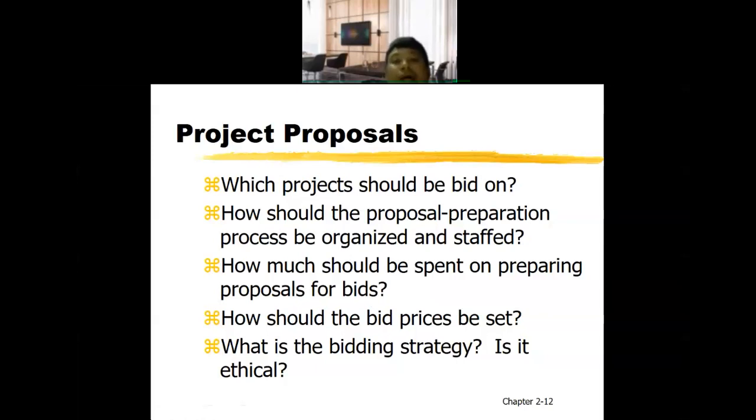So this is an example of the bid proposal for bidding. How much should be spent on preparing a proposal for bids? How should the bid prices be set? What is the bidding strategy? Is it ethical? So bidding strategy is a lot. In the real world, bidding strategy is something subjective, so you need to have your own strategy to make sure your proposal is interesting.